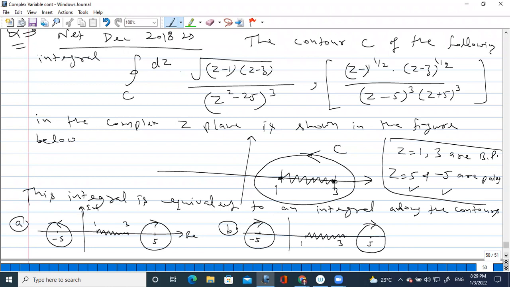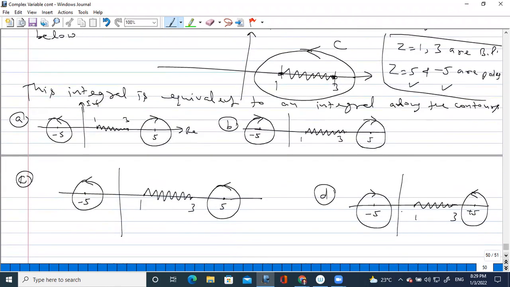Okay, now come with me. Check this first option. Here, these are 1 and 3. These are two branch points, so they are out from the integral. So that is okay. But z equal to minus 5, it is having an anti-clockwise contour, so this is also okay. But here, the z equal to 5 pole is having a clockwise contour. So this thing is wrong in this picture.